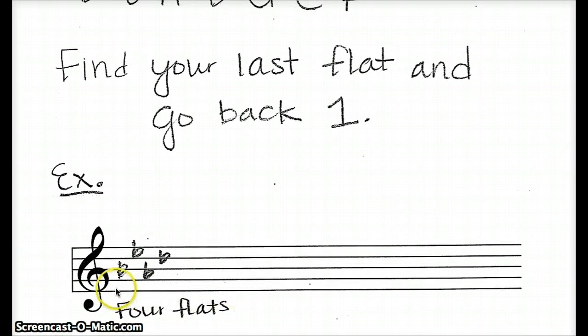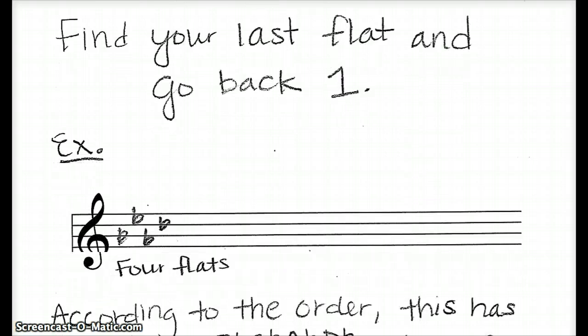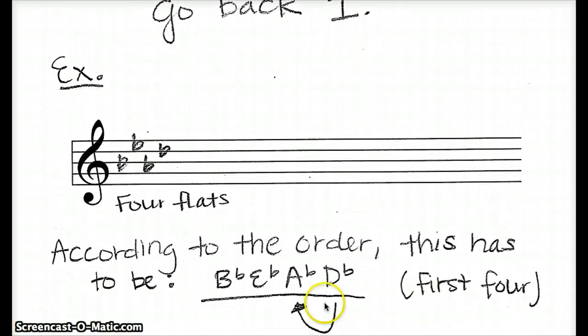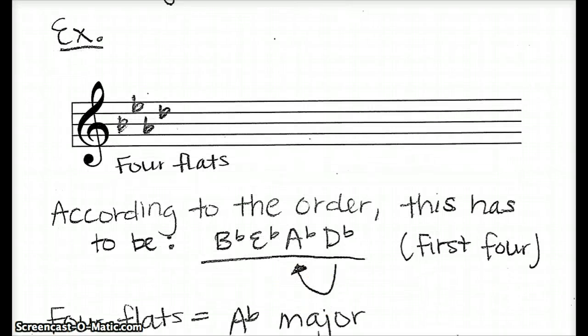Here in our key signature we have 4 flats. And we know that we're going to have B flat, E flat, A flat, and D flat, because according to the order of flats, those will be your first 4 flats. Okay, so if we know that these 4 flats have to be B flat, E flat, A flat, D flat, that means we're going to find the last flat, which is D flat, and we're going to go back one, and that's the key. So we are in the key of A flat major. So 4 flats equals A flat major.